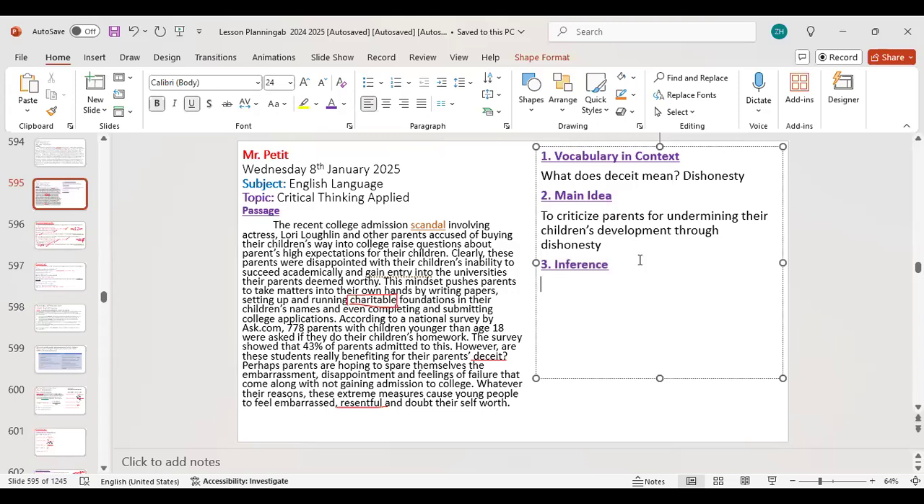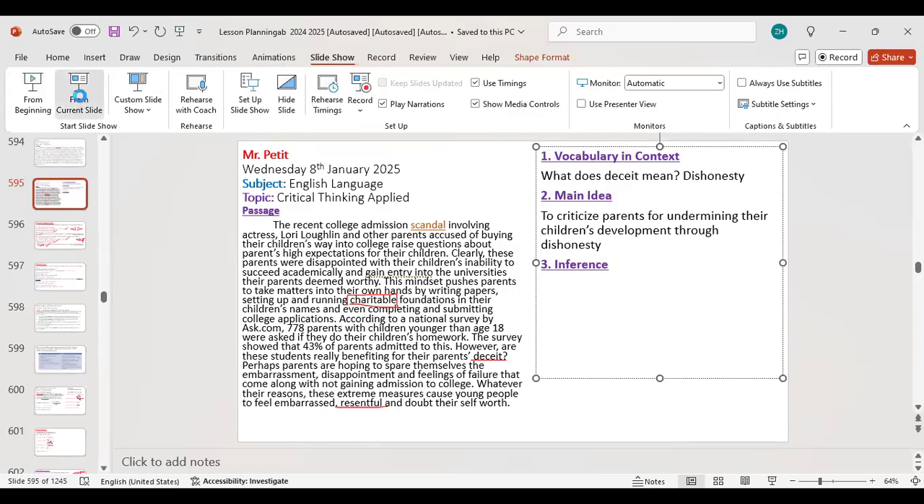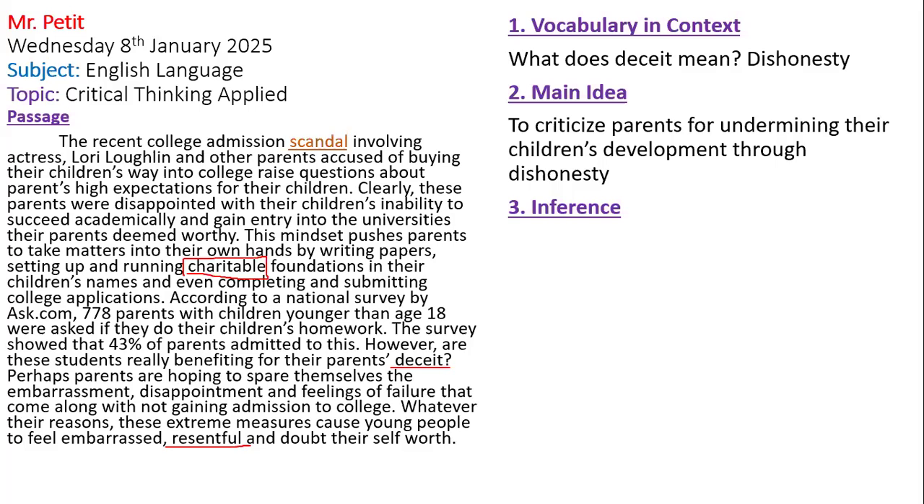Okay, so next, inference. My question is: the author implies that students whose parents take dishonest action on their behalf are more likely to what? A, feel embarrassed and doubt their self-worth. B, succeed academically but struggle socially. C, appreciate their parents' effort despite ethical concerns. Or D, fail to gain admissions to college despite their parents' attempts.